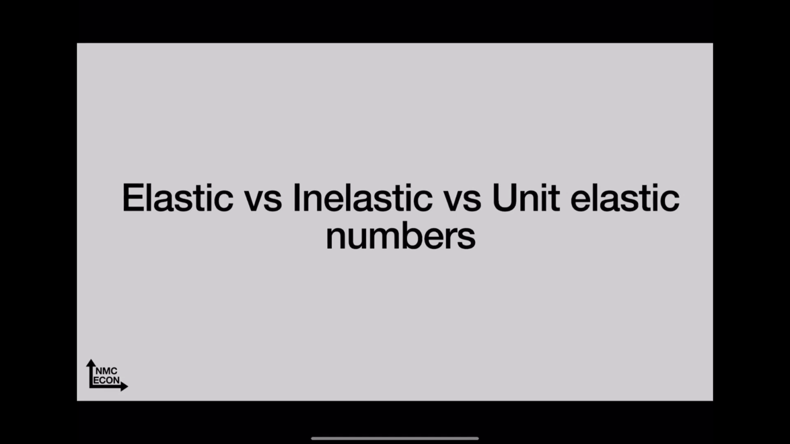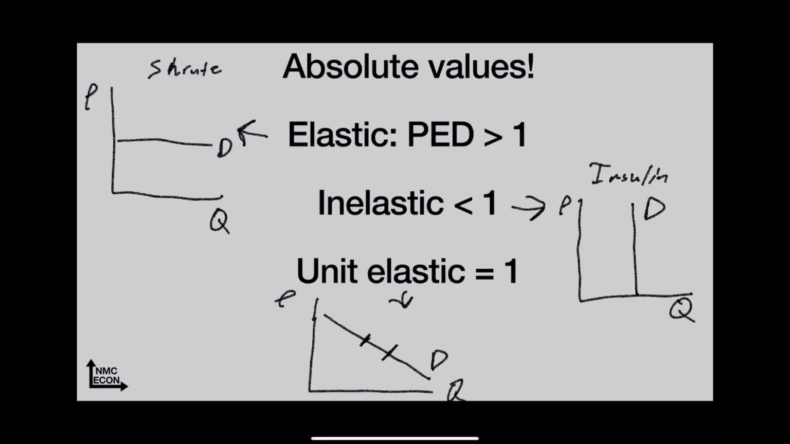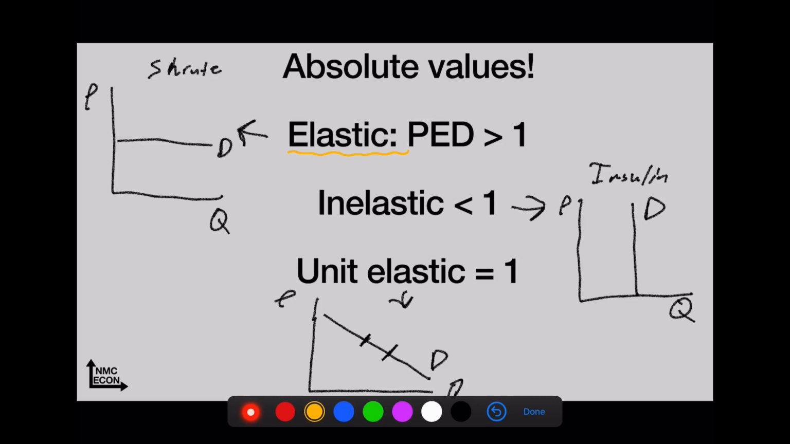Elastic versus inelastic versus unit elastic numbers. This is what they look like. Always use absolute values, and an elastic demand or supply will have a coefficient greater than 1. Inelastic, less than 1, and unit elastic is equal to 1.